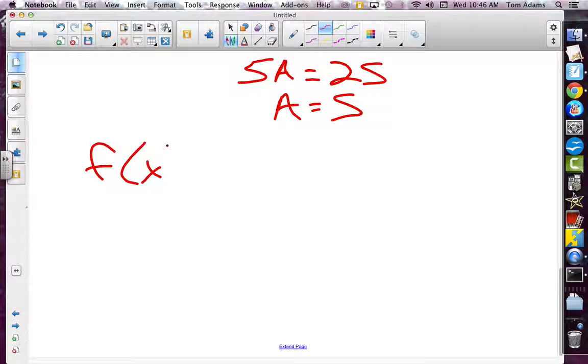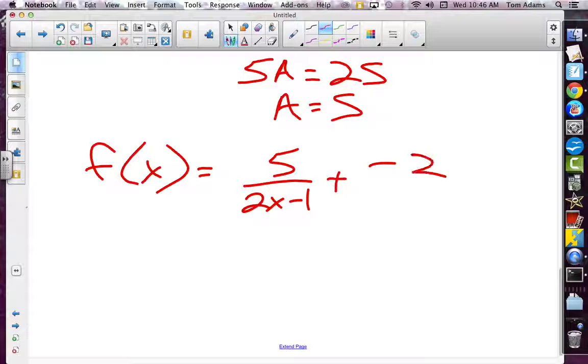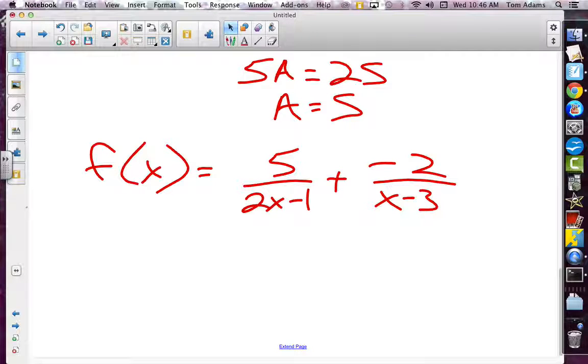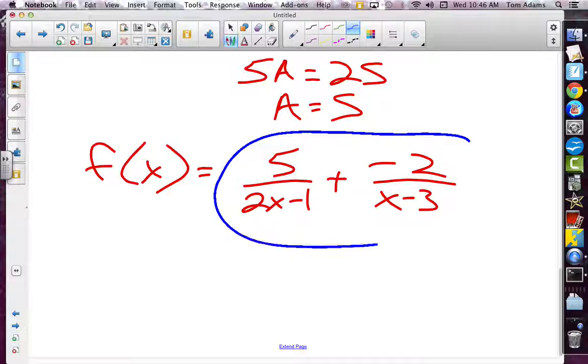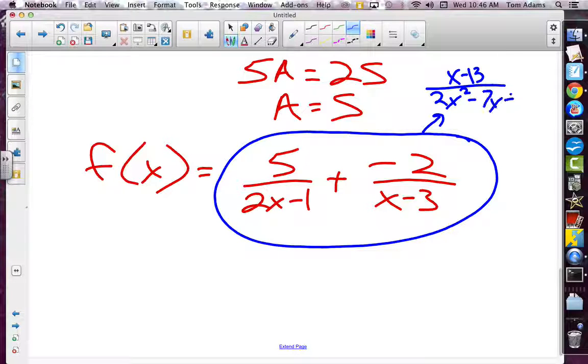So f of x then, I said was a over 2x minus 1, which is really 5 over 2x minus 1, plus negative 2, which was my b term, over x minus 3. Now my claim is that should equal x minus 13 all over 2x squared minus 7x plus 3. That's what it's supposed to be. How can I verify to make sure that I did my work correctly?